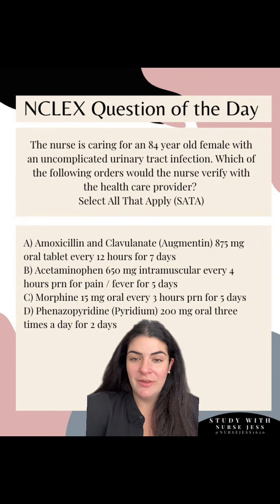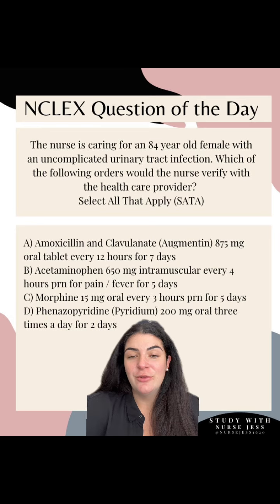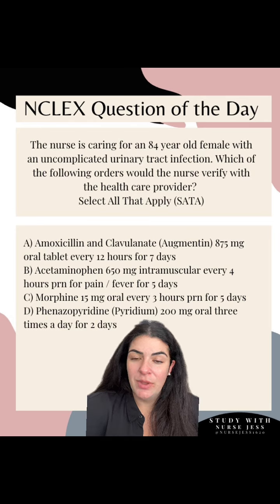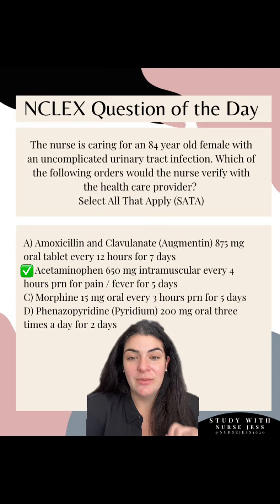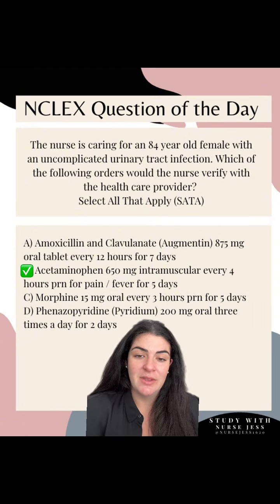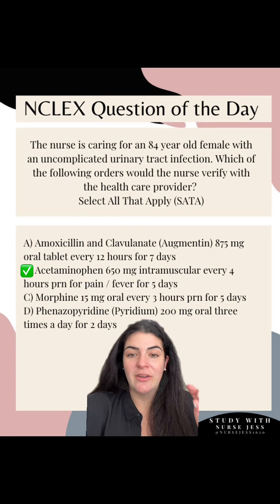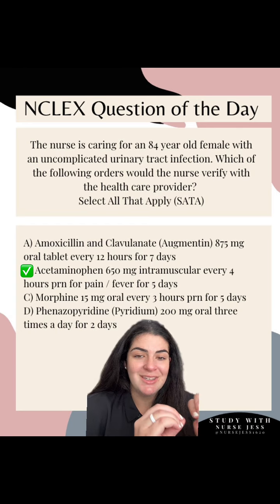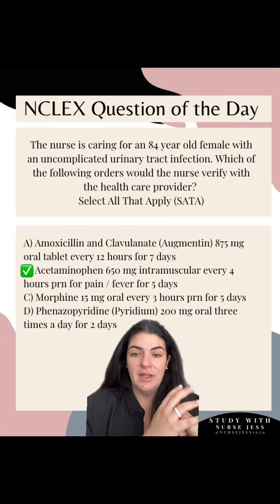So we have acetaminophen, 650 milligrams, intramuscular every 4 hours, PRN, which is as needed for pain or fever for 5 days. Now, if you selected this as an answer as something you need to verify with the provider, you are correct because we do not give acetaminophen intramuscularly. We can give it IV, we can give it PO, or we can give it in the form of a rectal suppository. Now, everything else in this prescription is accurate. However, the route in which you administer is inaccurate, and this is something that you need to verify with the healthcare provider.